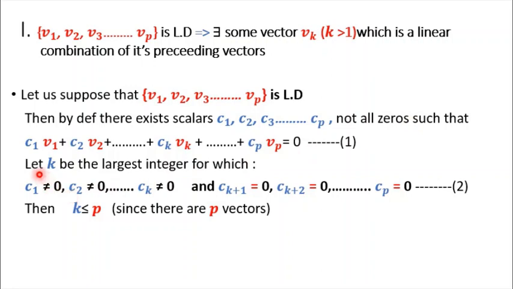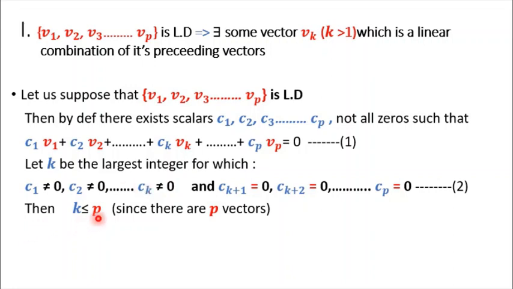Now let us suppose in this way, let k be the largest integer for which c1 not equal to 0, c2 not equal to 0 and so on, ck not equal to 0, and ck plus 1 is 0, ck plus 2 is 0 and so on, cp is equal to 0. Right, so I am choosing the scalars. I have the choice that we can take some of them 0, some of them non-zeros. For that, let k be the largest integer. That means I am putting first all the non-zero scalars, then after this all the zero scalars, keeping all the scalars in some order. K is the largest, we are saying.